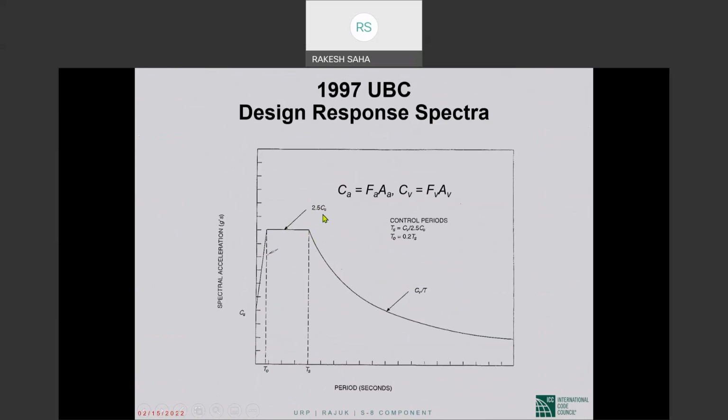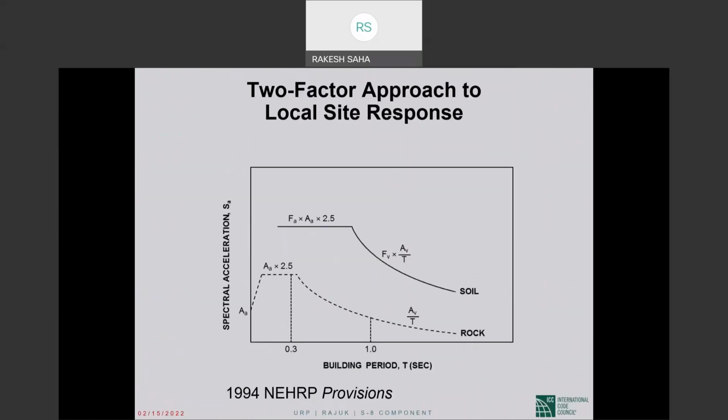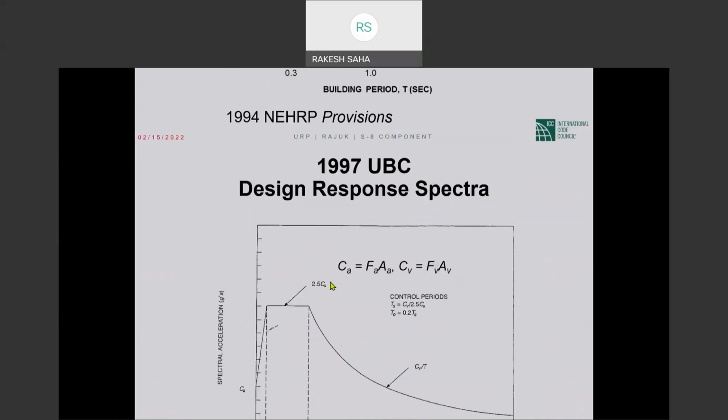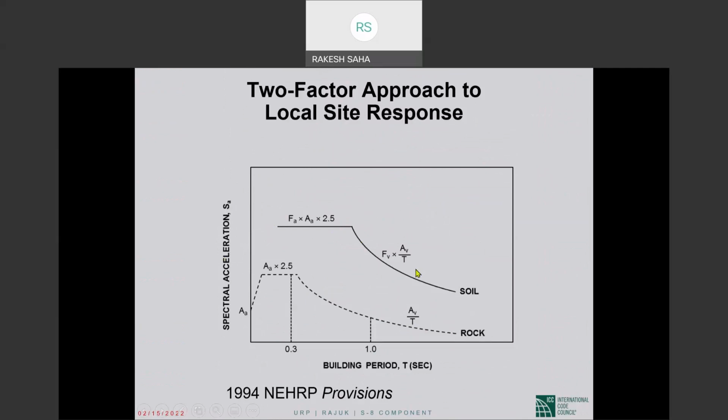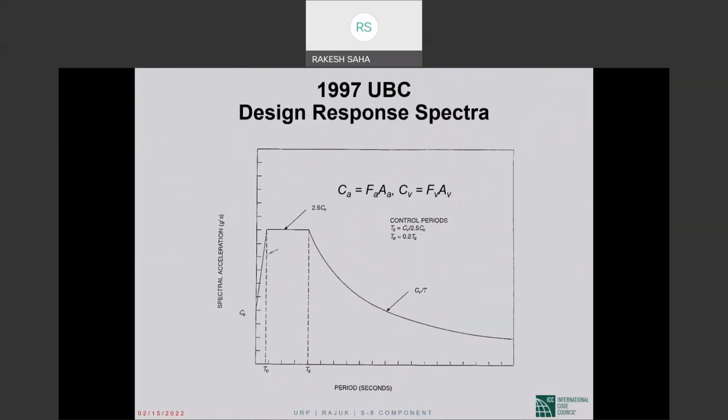The C sub A is like F sub a times A sub a. And the C sub V is F sub v times A sub v. The 97 UBC spectrum is exactly this spectrum of 1994 NEHRP provisions. This F sub a times A sub a is being called C sub A, and the F sub v times A sub v is being called C sub V. That's all that has happened.